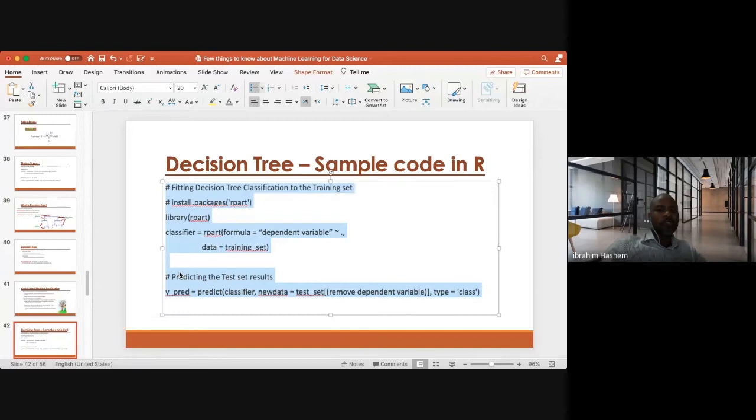As I said before, you have to perform some pre-processing if it's required. Then you need to build the decision tree model, and then you can plot the graph after you build the model. But this is specifically focused on how to build a decision tree model.